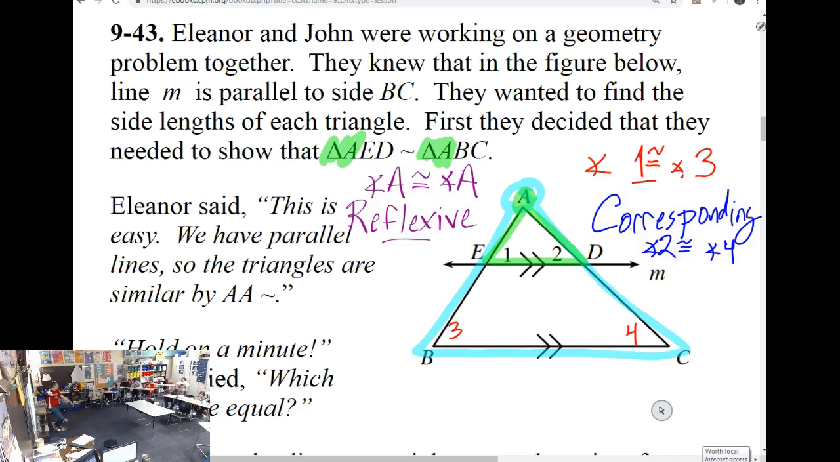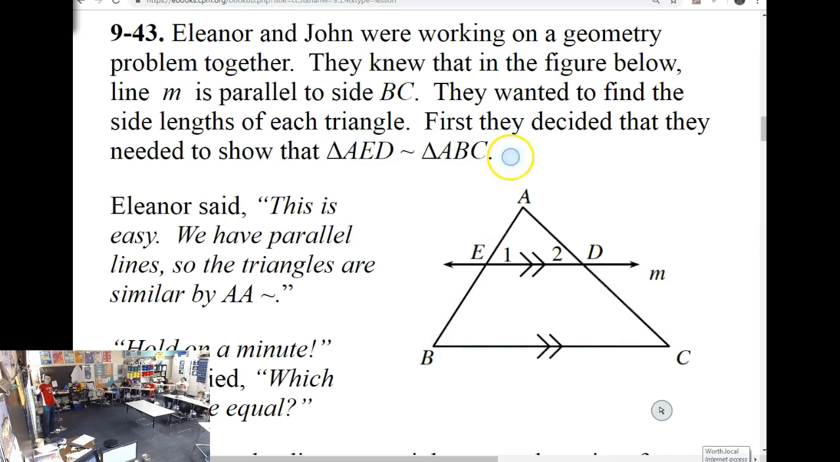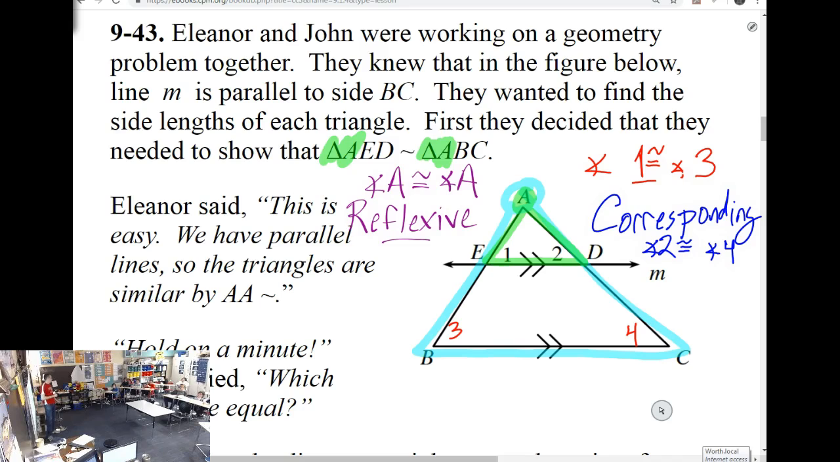Now, we don't actually have to use that here, but if we did use that, we would have only needed one of these sets of corresponding angles, because then we have our angle, right? If I know angle A is equal to itself, and then I know 1 is equal to 3, or E is equal to B, I know my triangles are similar. And we already are told that they're similar, but then we can work it a bunch of different ways.